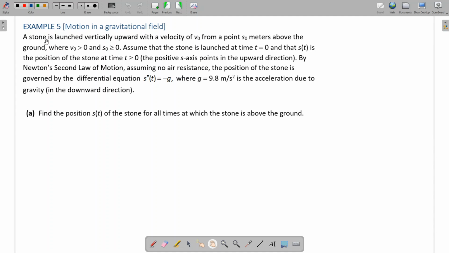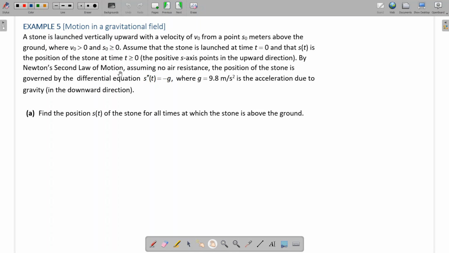It says a stone is launched vertically upward with a velocity of v0 from a point s0 meters above the ground, where the initial velocity v0 is positive and the initial position is greater than or equal to 0. Assume that the stone is launched at time t equals 0 and that s of t, the position of the stone, is the position of the stone for t greater than or equal to 0. We're going to assume that the positive s-axis points in the upward direction, so positive motion is going up.